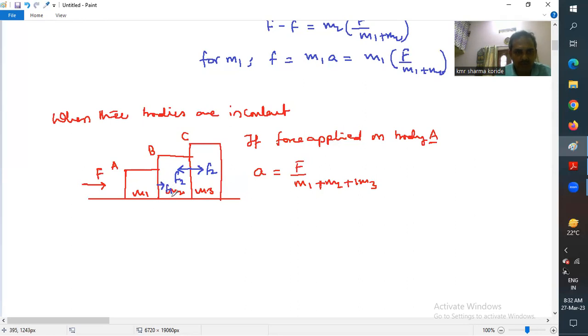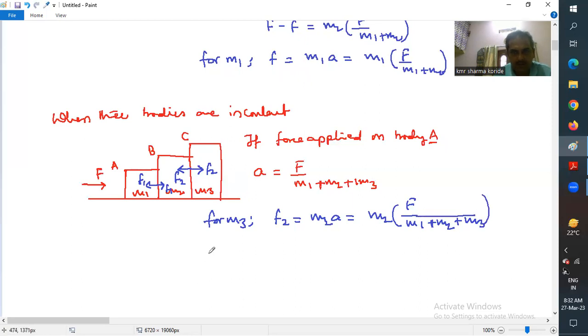So M2 moves only because of F1, but F1 opposes the motion of M1. So therefore, let us start from the last. For M3, it moves only because of contact force. So F2 is equal to M2A. Then you can replace A with F by M1 plus M2 plus M3.